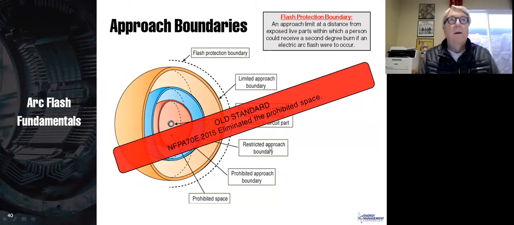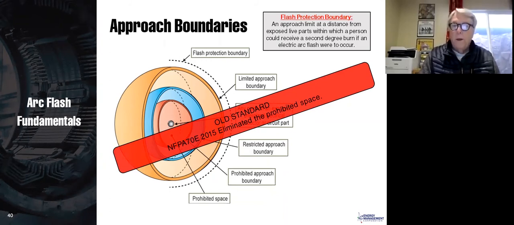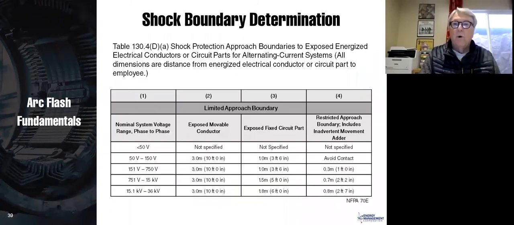The reason I state this is that once you put an arc flash sticker on, you never need to change it. And therefore you are going to see arc flash stickers that have the prohibited approach boundary, and you need to know what that is. And you simply ignore that boundary.